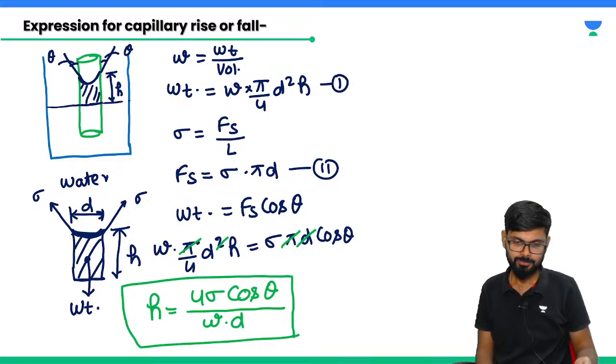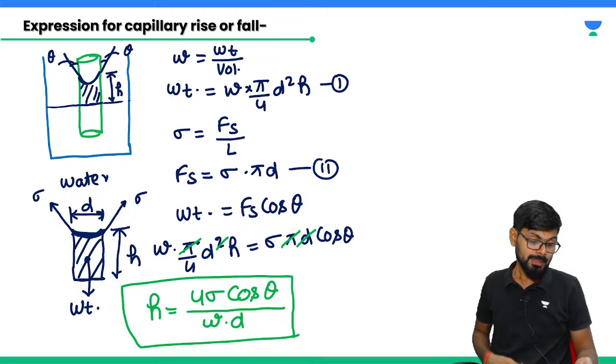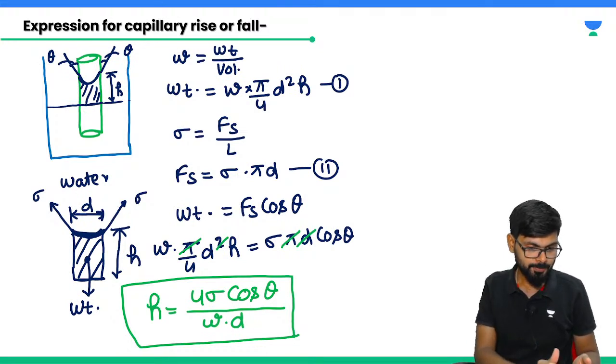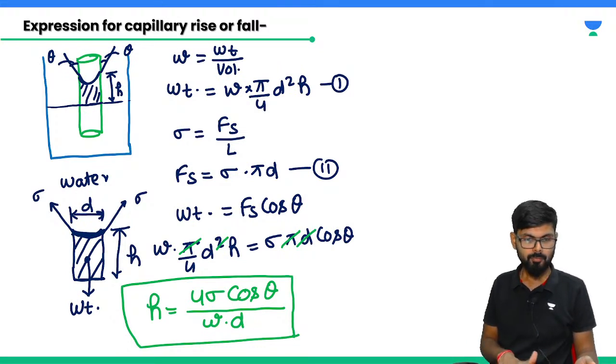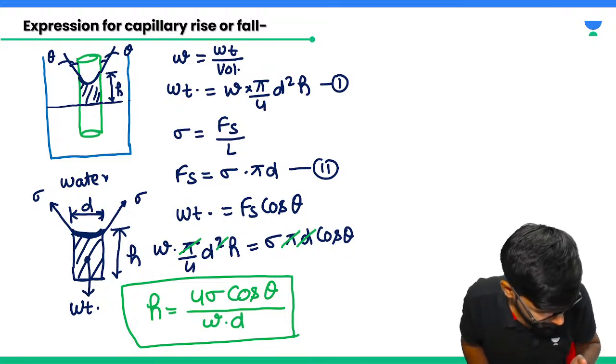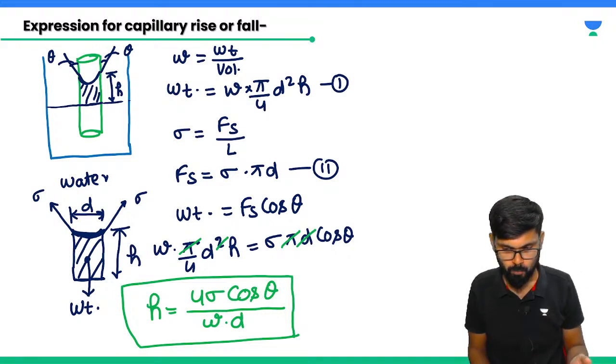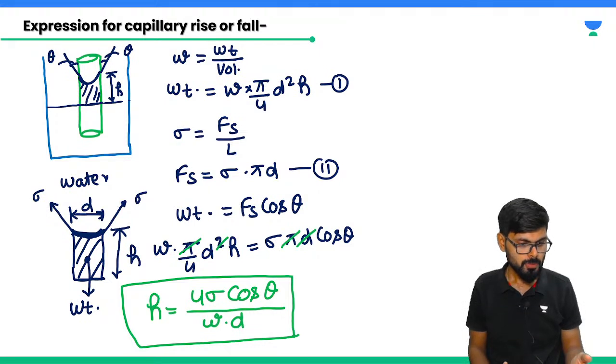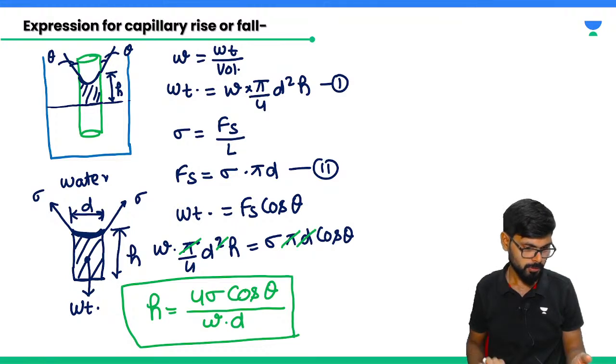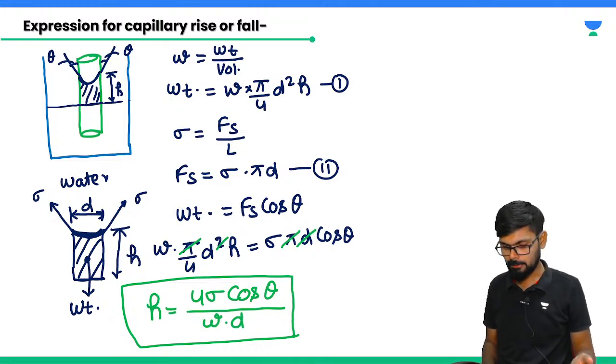Tangential. Clear up to here? Any problem? Tell me. Any problem? Tell me, beta. Any problem? Tell me.